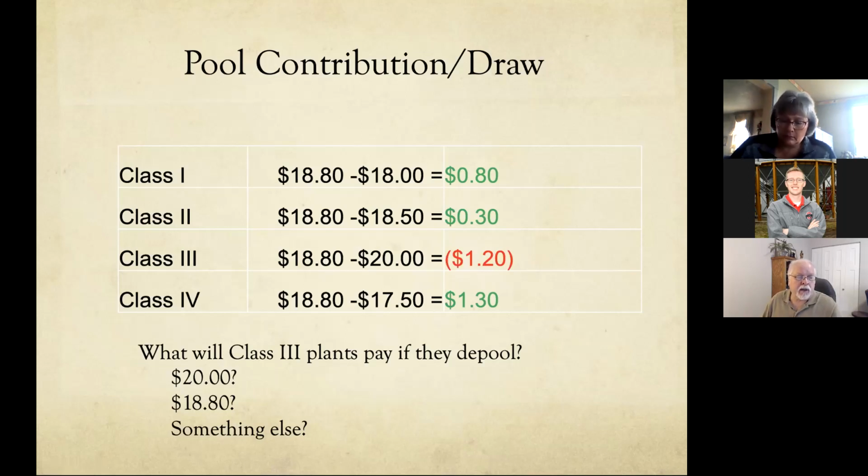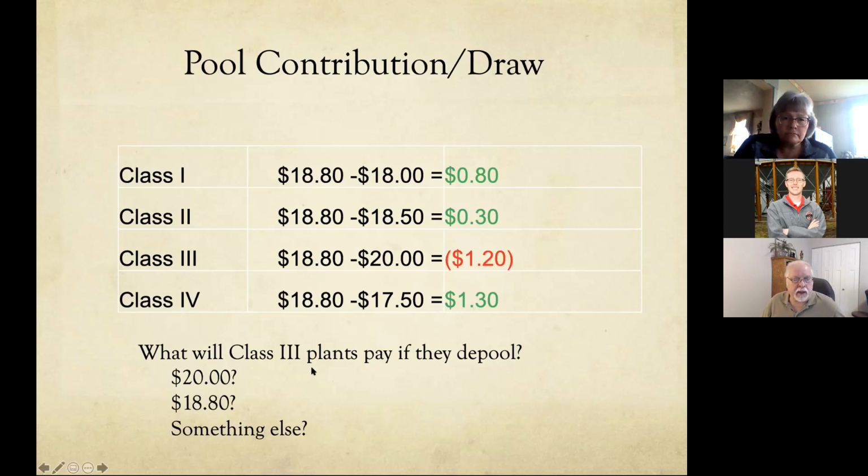What happens if they depool? What would plants choose to pay? I'm going to throw out a few options. If they were being completely above board, they know what the class 3 price is. They could say, well, I like my producers, so I'm going to pay them the class 3 price. That's $20. I don't have to, but I'm going to. Rather than share it with that yogurt plant or those class 1 bottlers, I'm giving it all to my dairy farmers, $20.